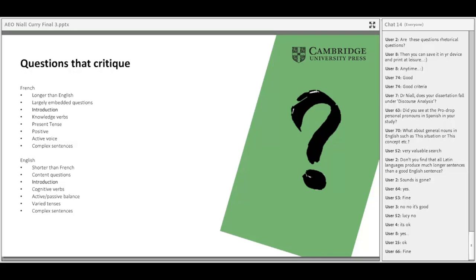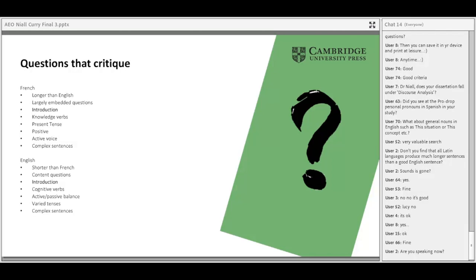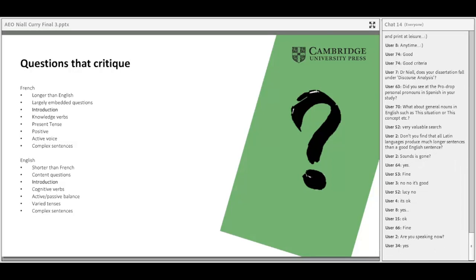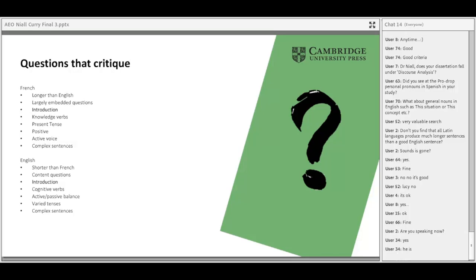Okay. They look at present tense, so a lot of present tense action going on when they're using the questions to critique. The sentences are largely positive, they're in the active voice, and they're complex sentences, which means that they have subordinate clauses, so they're quite complex. And what we saw in English, which is quite interesting, is that the sentences were much shorter. And so they use content questions, and what that means is questions like the WH questions, what, how, where, the answer is some kind of piece of information. And I think that's one of the nicer differences between the two, the use of embedded versus content questions.